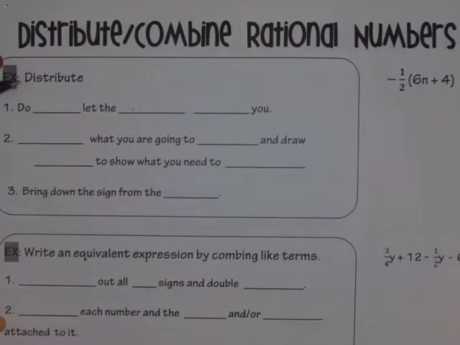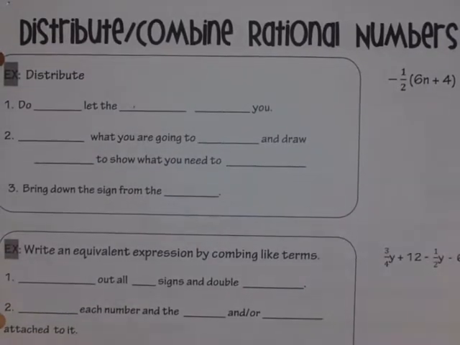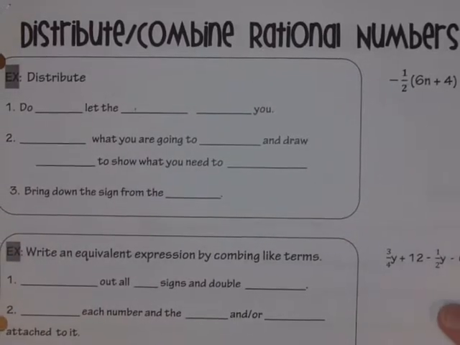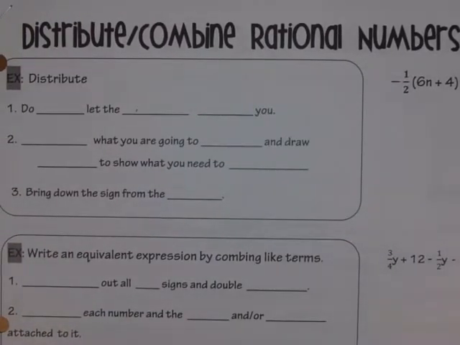Okay, so we have done distributing and combining like terms. So neither of these are new. The only new thing is now instead of doing them with integers, we're going to do them with rational numbers. Remember, integers are like whole numbers, positive or negative, and rational numbers are fractions and decimals, positive or negative.